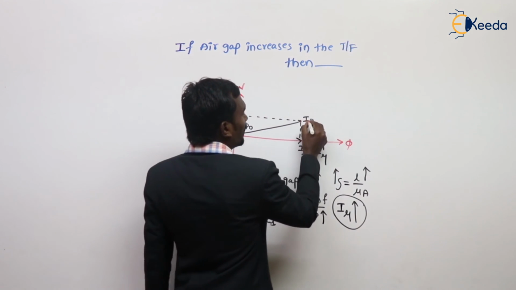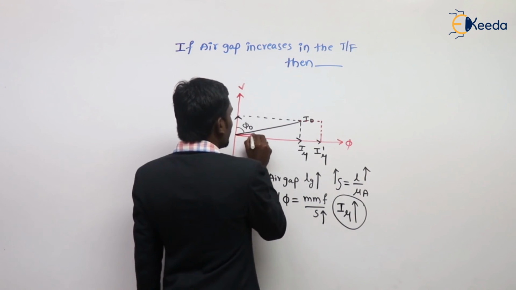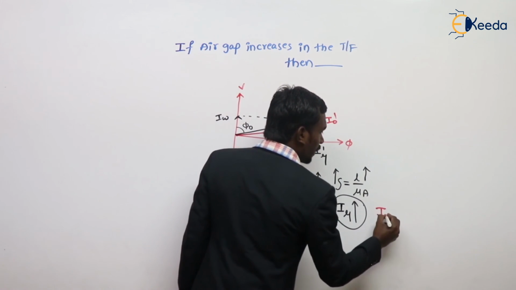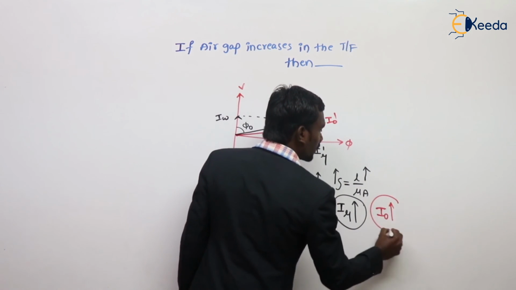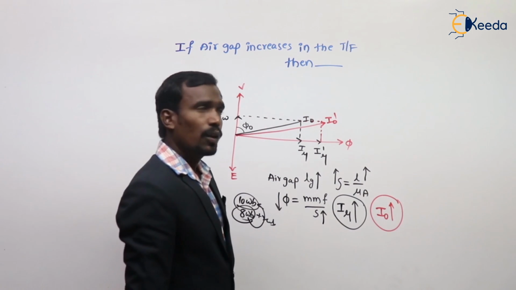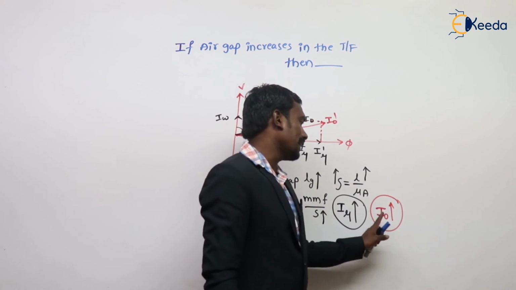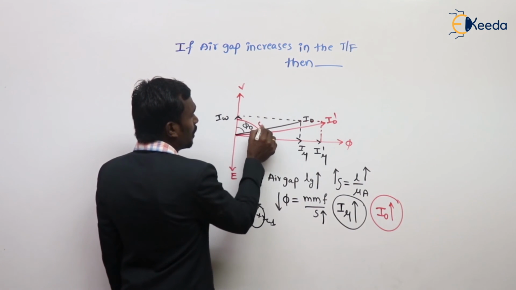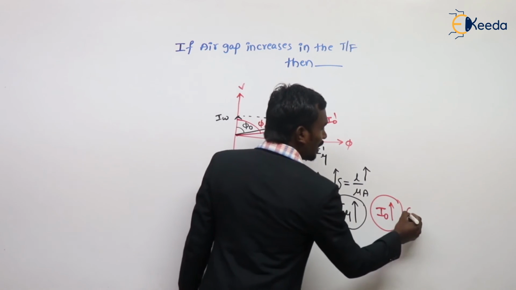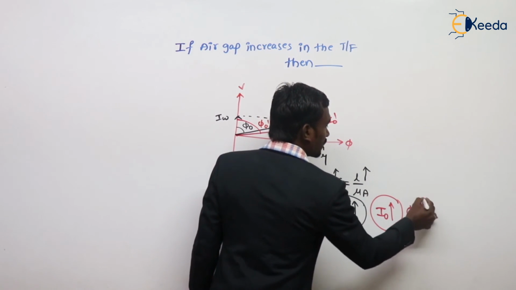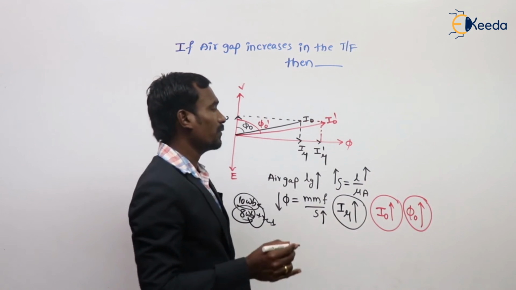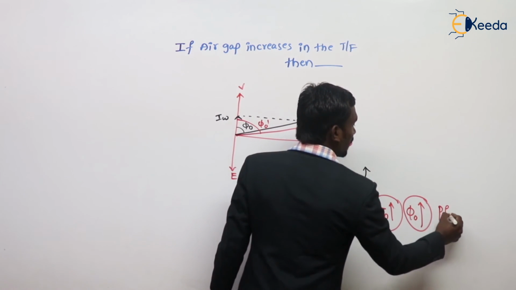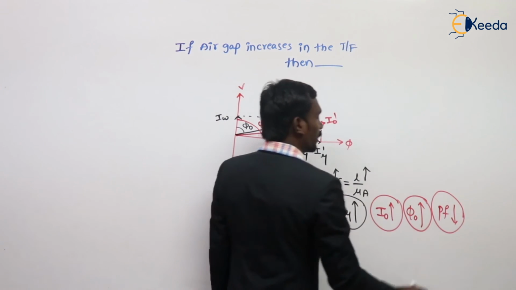When magnetizing current increases, then automatically no load current also increases. When air gap increases, magnetizing current increases and no load current increases. When no load current increases, then ultimately the no load power factor angle increases. When the no load power factor angle increases, no load power factor decreases.